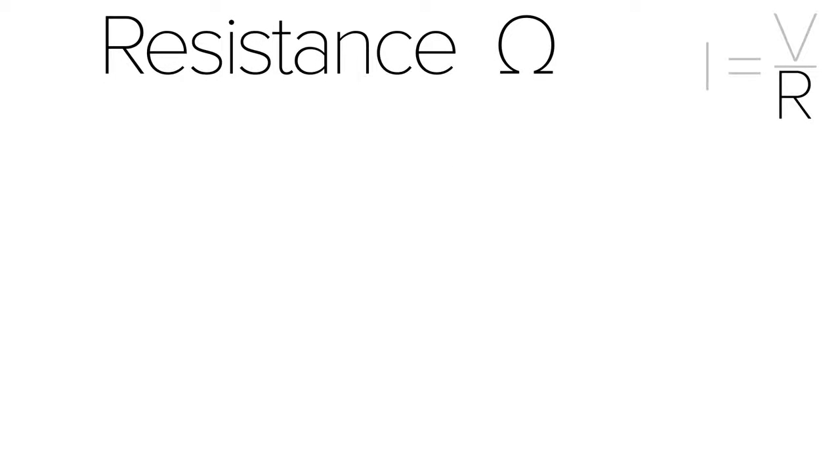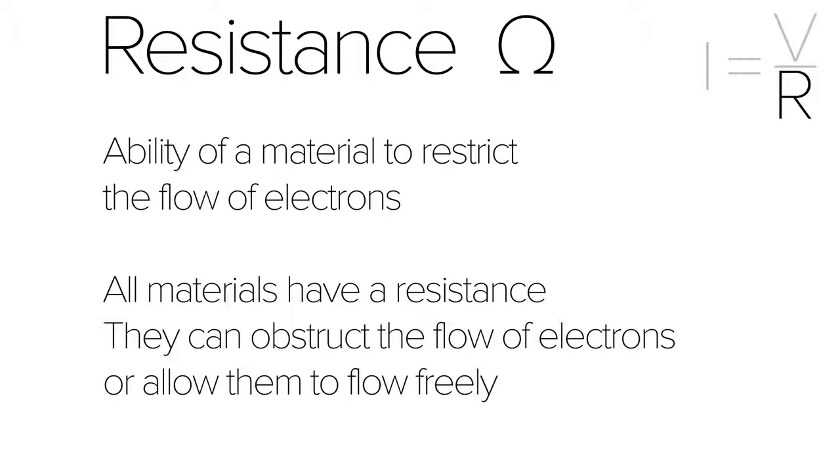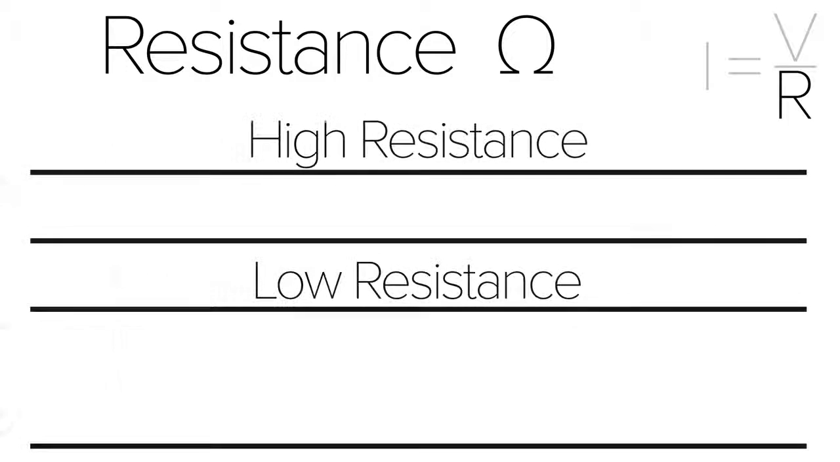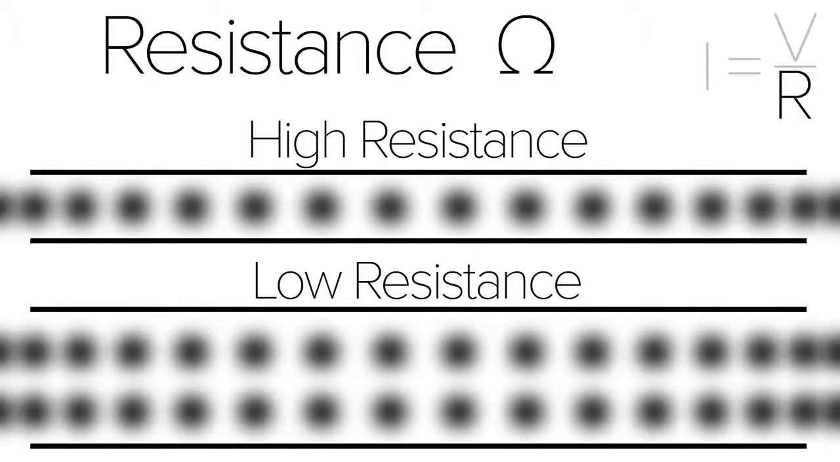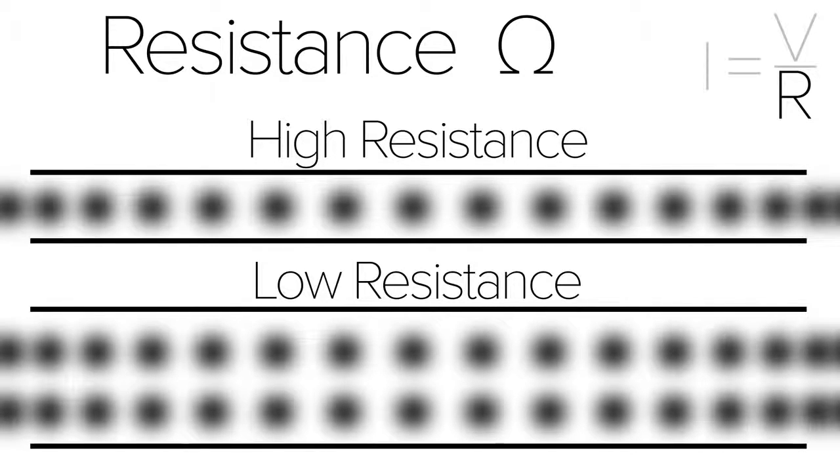R is the resistance, which is represented by the omega symbol. This is the ability for a material to restrict the flow of electrons through it. A higher resistance material restricts the flow of electrons, while a lower resistance material allows more electrons to flow freely.